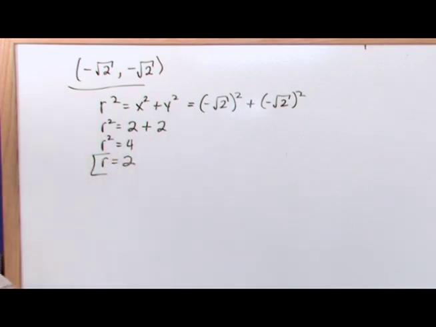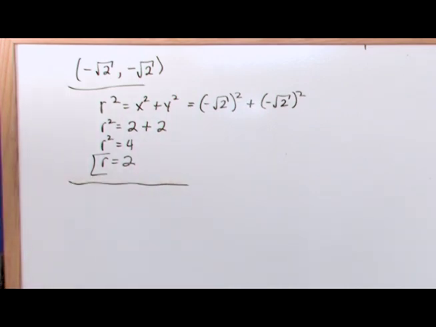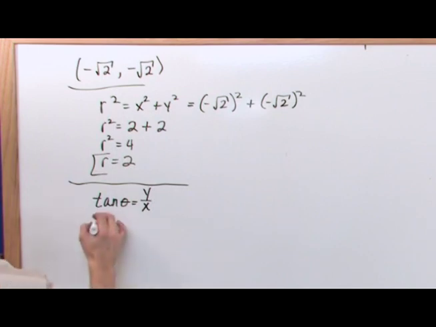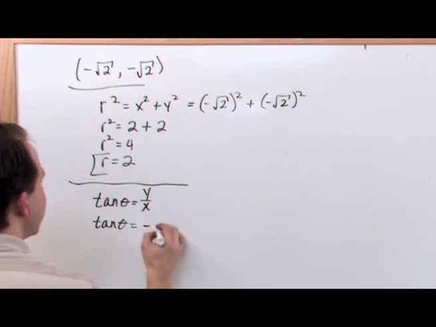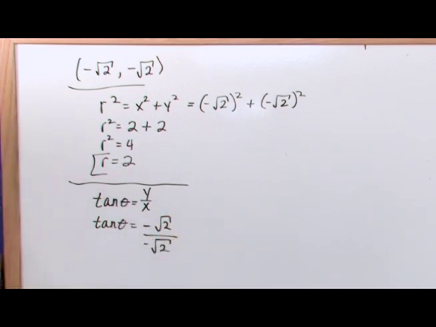So I found my radius. Finding the radius is always really simple to do. You're always going to be able to find that really quickly. Now what we need to do is find the angle. So remember, the tangent of theta is equal to y over x. So the tangent of theta is equal to y, which is negative square root of 2, over x, which is negative square root of 2. So the tangent of theta is equal to 1.